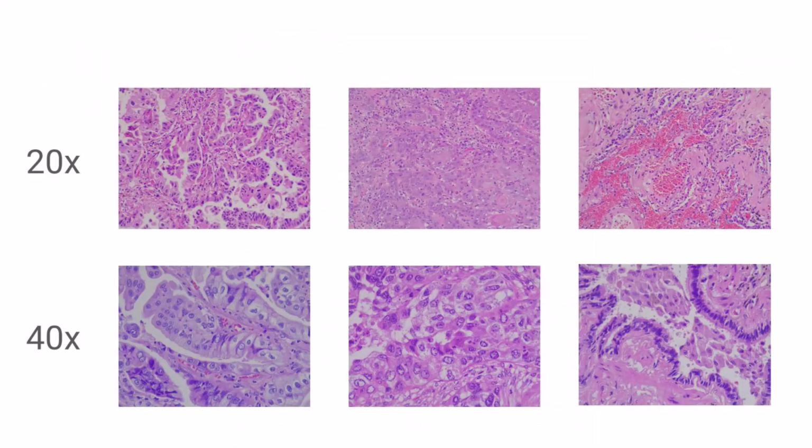Here you can see sample images from the dataset. The top row shows tissue at 20 times and the bottom row at 40 times magnification. Each column represents one of the 3 labels: normal lung, adenocarcinoma, and squamous cell carcinoma. As an untrained individual, it's nearly impossible to tell them apart, but see if you can guess which column shows the healthy lung tissue.